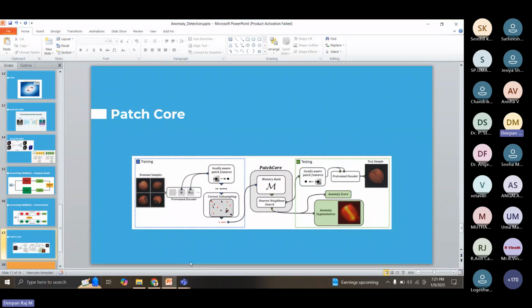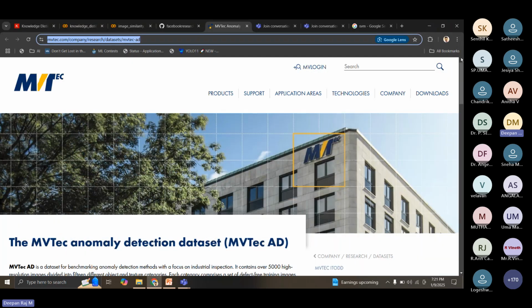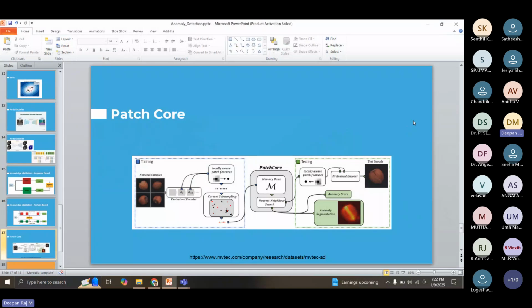Okay. So this PatchCore mechanism is the state of the art as far as 2024 is concerned. But there are also upcoming different methods which are recently being created. So yeah, do we have any doubts or clarifications?